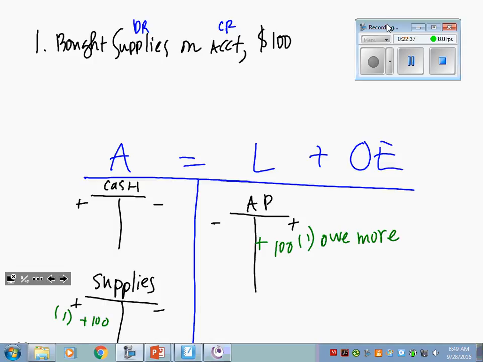We have a debit, we have a credit. Our supplies increased because we got more paper and pencils. But this one, once we went over to the right side, also increased because we owe more. And it's simple, left-right.